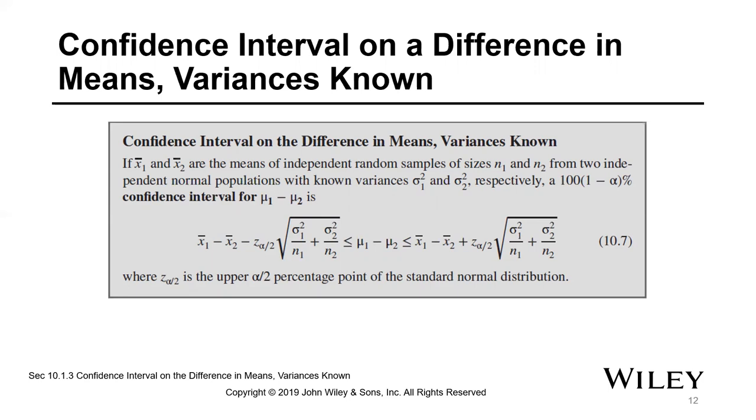So this is what they do here. The difference in the means minus Z alpha over 2 times the square root of the variance over the sample size for each population is less than the difference in the true means, because they're doing the difference, and then they do it on the plus side. So what they're doing is I can construct 95% confidence intervals of each population independently. That works. Or you can do it this way.